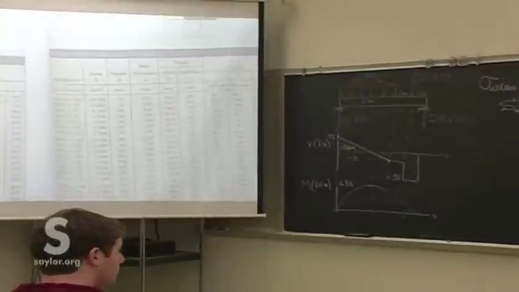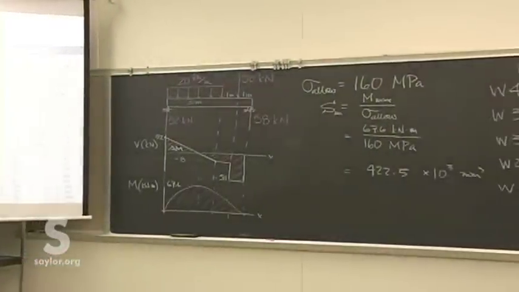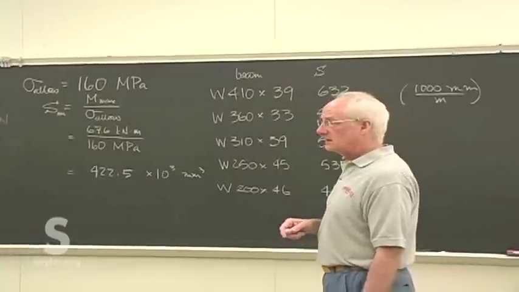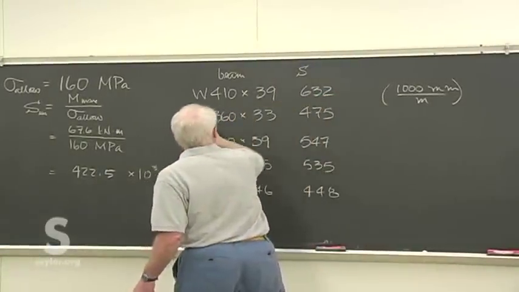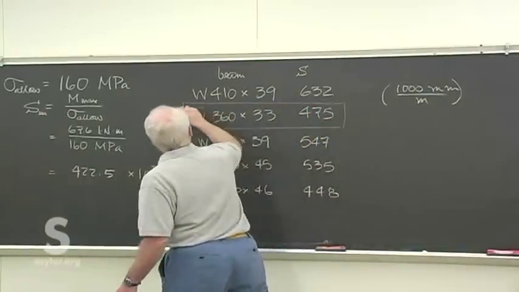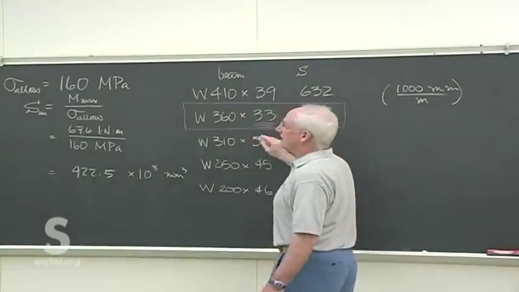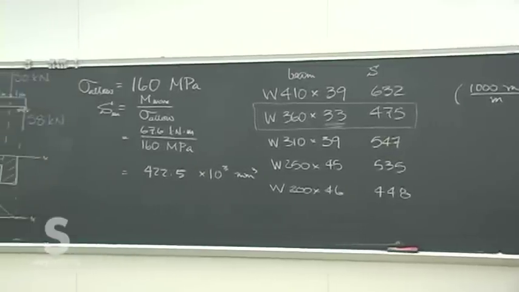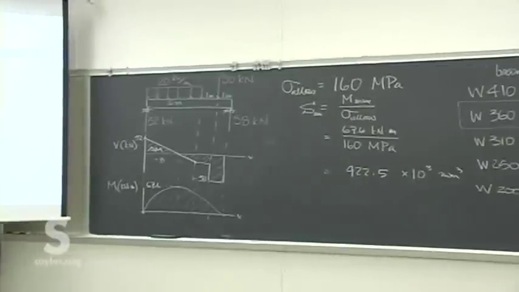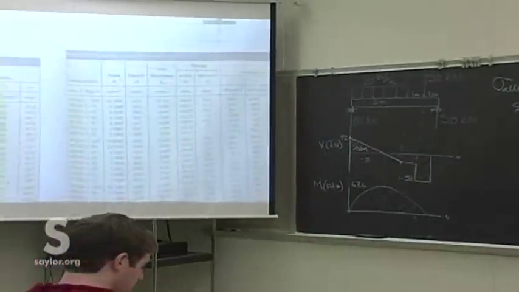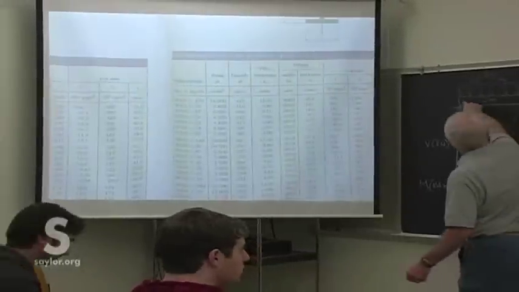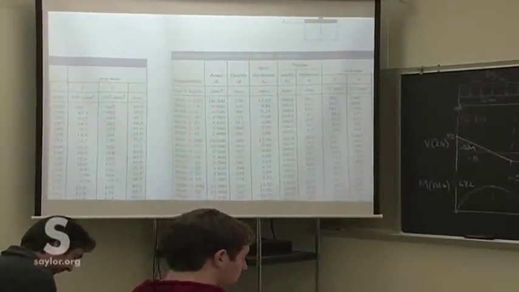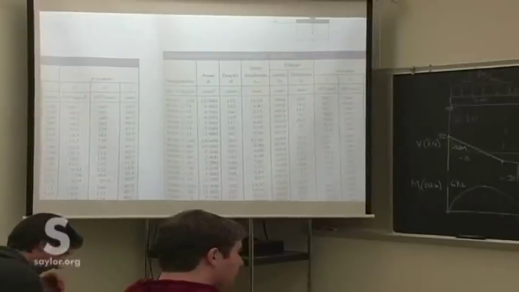So you've gone through the beam catalog, picked out a couple possibilities, and chosen which one? 360. As a first step, choose that one because it's lighter. Don't forget the value given here is kilograms per meter, not newtons or kilonewtons per meter. So you need to do a quick calculation of the beam weight. Compare it to the total load.